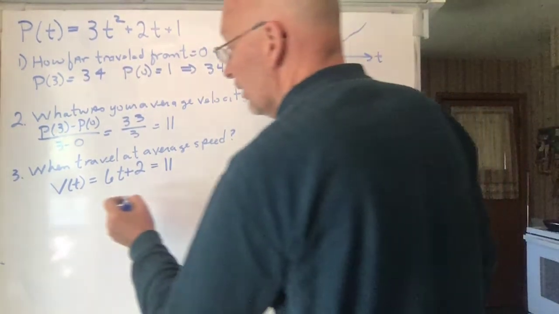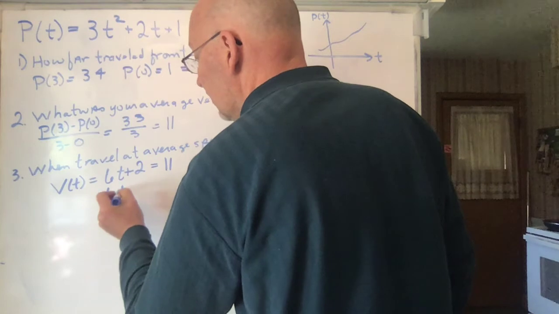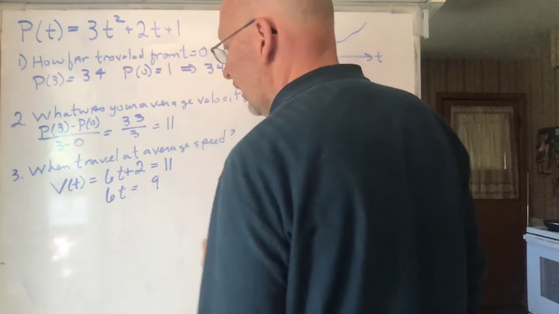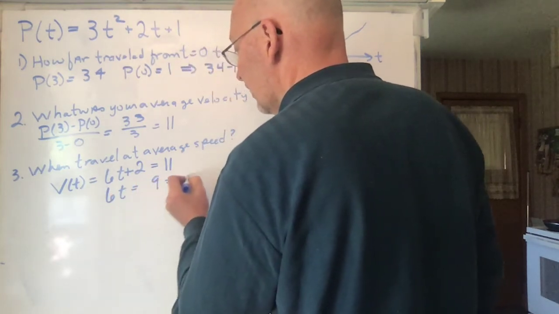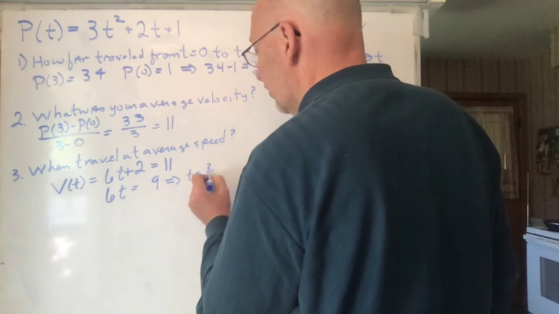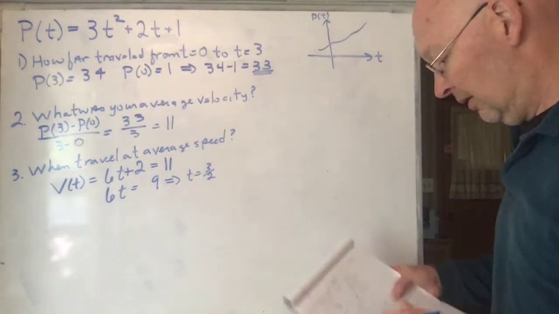So how do you do that? You solve it. You're going to get 6t is equal to, subtract 9, and you're going to get t is equal to 3 halves. Okay.